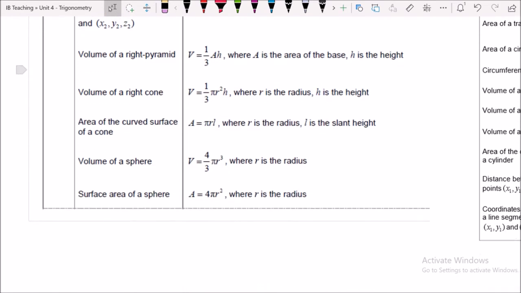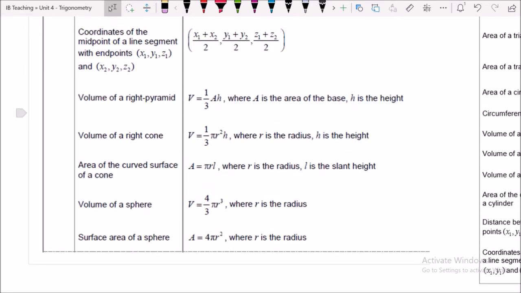Okay, and so what we're going to be talking about mostly are right pyramids. We're going to talk about right cones. And all that means, a right cone and a right pyramid, is that if you draw a line down from the top down to the base, it's going to hit at a right angle. Okay, that's all that means.